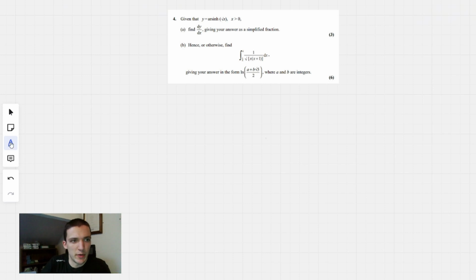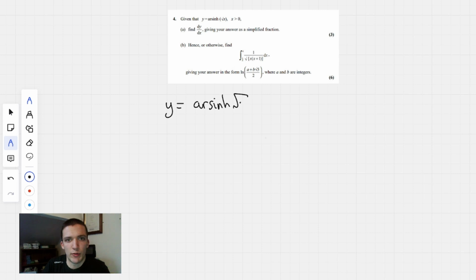Hello, so today we're going to be looking at this rather funky looking question up here. They say that y equals the arsinh of the square root of x, and they want us to differentiate this. To do that, I'm going to say that sinh of y is therefore equal to root x, of course, because the arsinh is the inverse sinh.